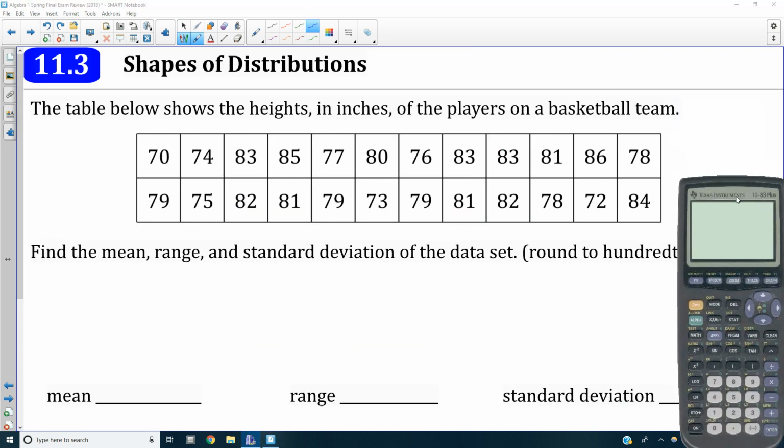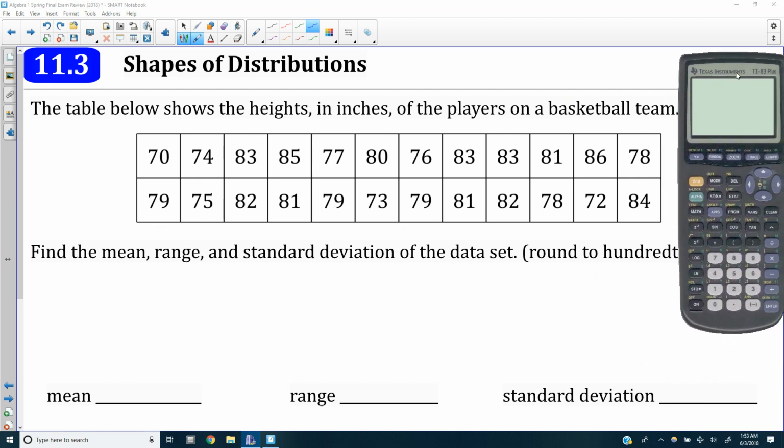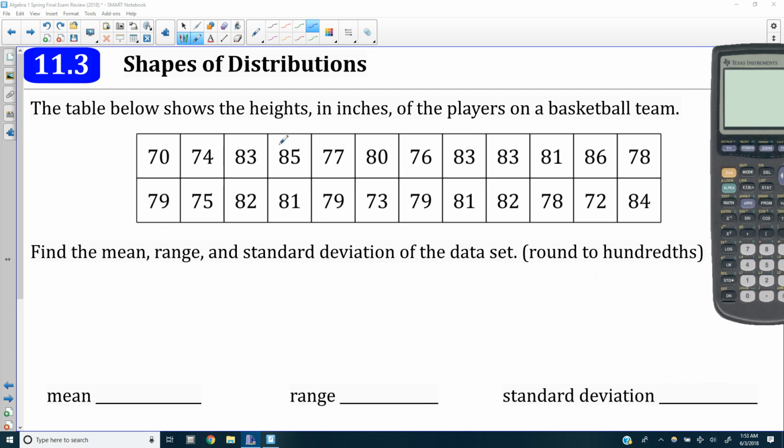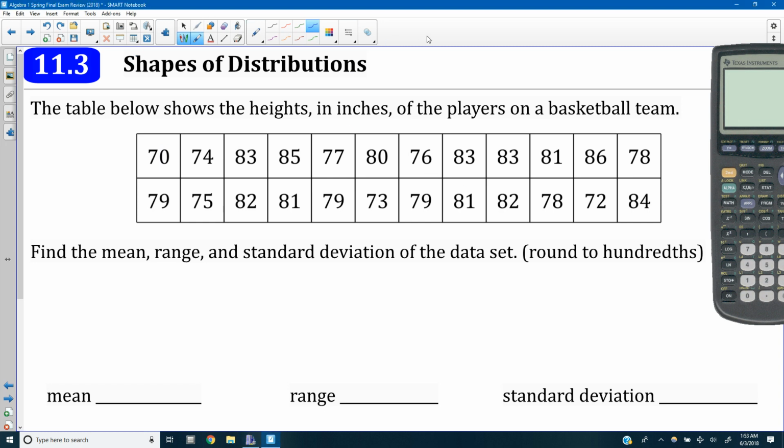Okay, so here's the last problem, and I know I'm going to have to use the calculator for it. I just haven't done it yet. The table below shows the heights in inches of the players on a basketball team, and 72 inches is 6 feet tall, so this person's 5'10". That's like my height-ish. Find the mean, range, and standard deviation of the data set.